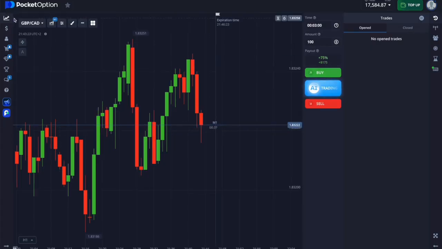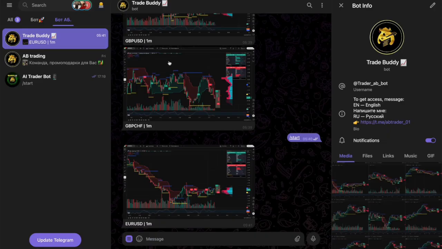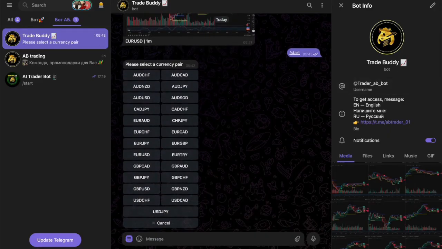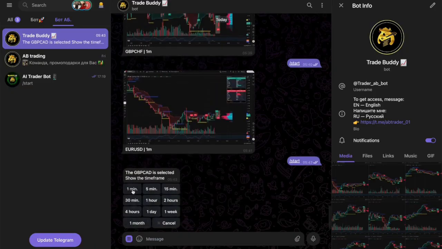What do we do first of all? We go to the broker and choose a currency pair so that the payout percentage is above 75. After that, we open our bot in Telegram. Here is its name, and click Start. Then we select this currency pair and the time frame. I request M1 and wait.